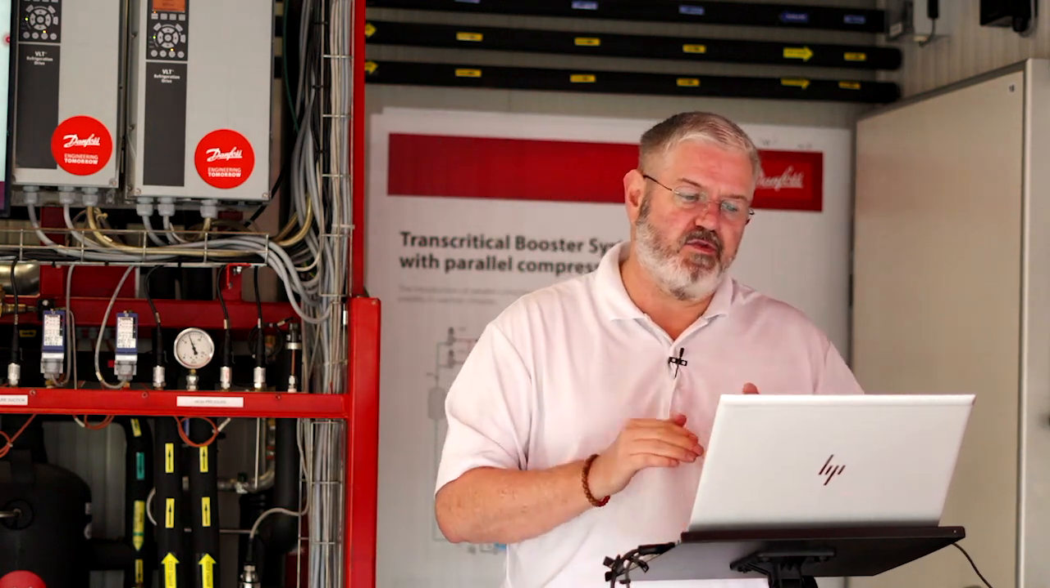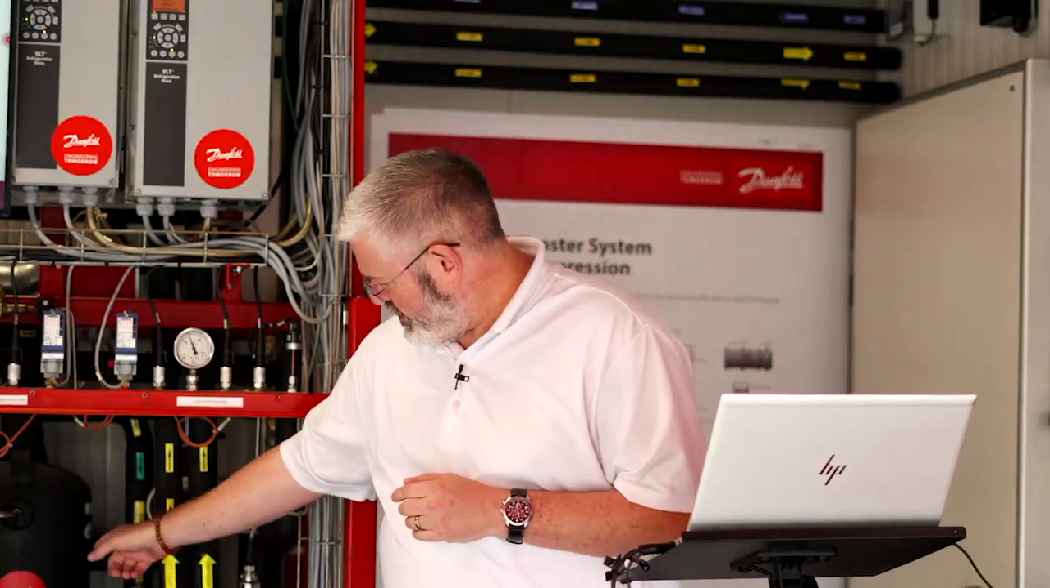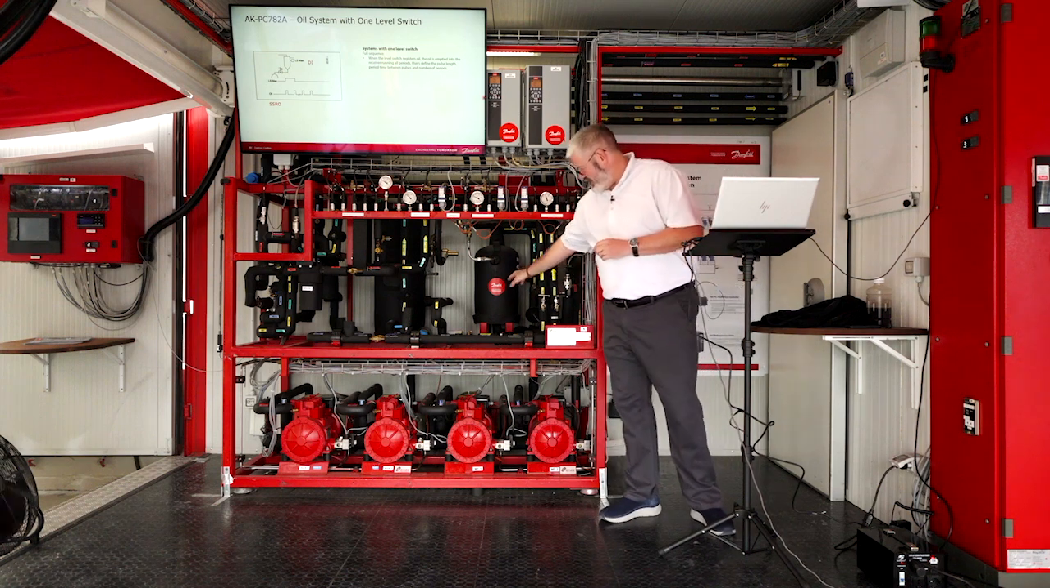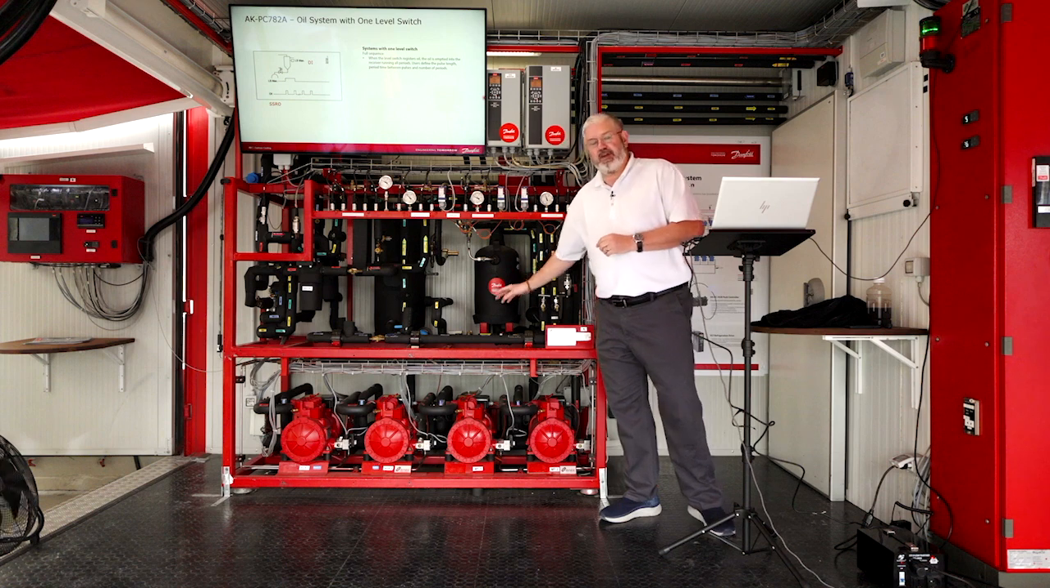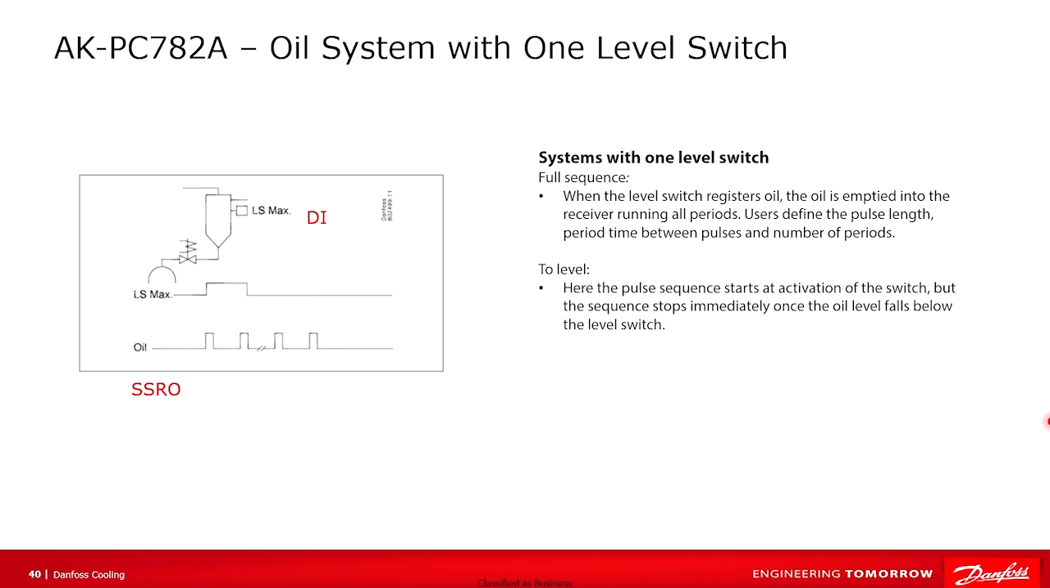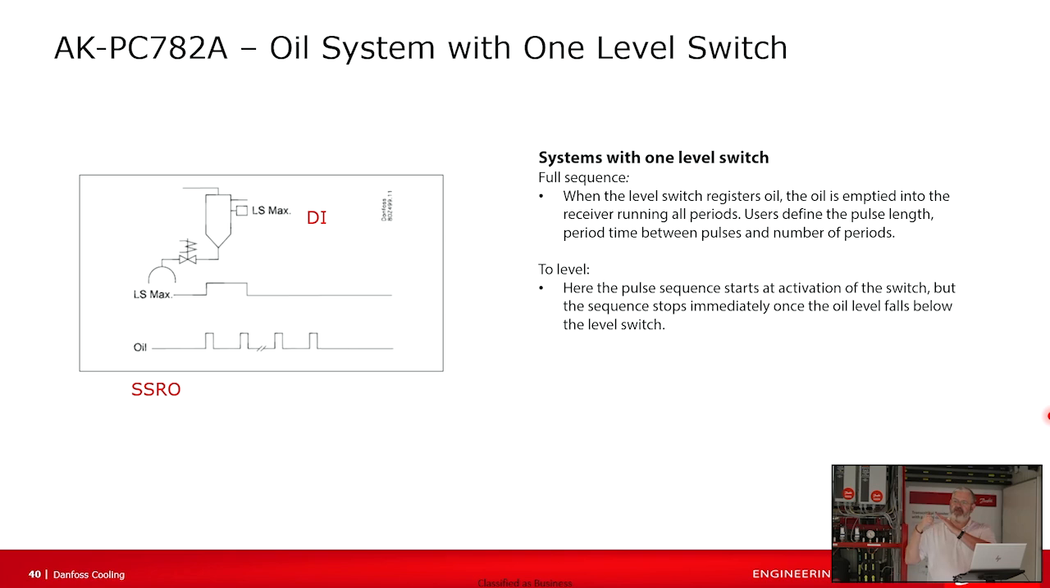There's 3 control methods in our pack controller. The first one would be a system where this reservoir has just one switch, which is a high level switch. So all the control is going to be done in and around the level of oil in your oil reservoir. That switch trips, and you know that the oil reservoir is full. So we're going to activate what we call an emptying sequence. That trips, and then we start pulsing the oil solenoid with a solid state relay output.